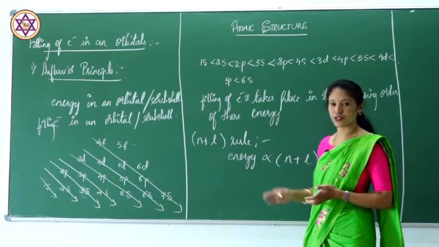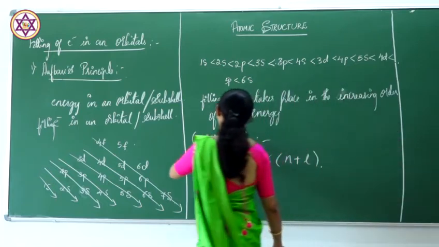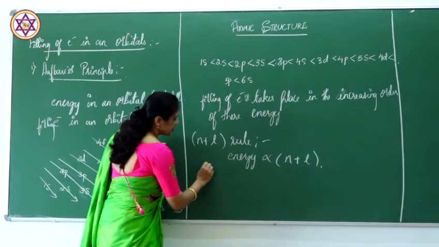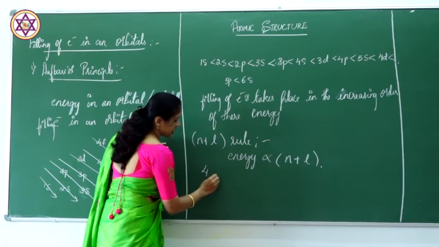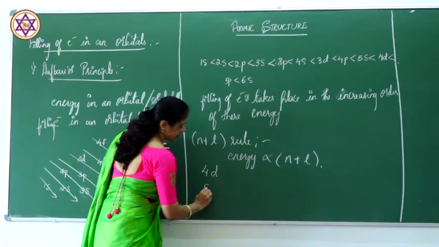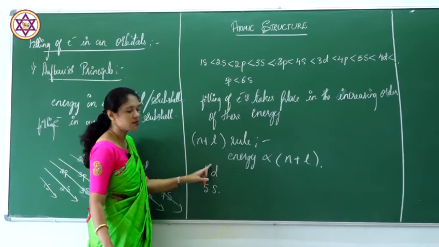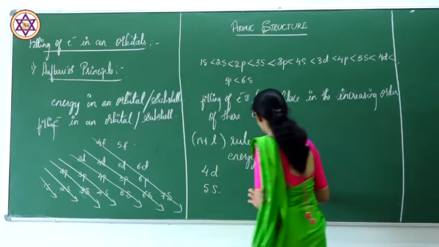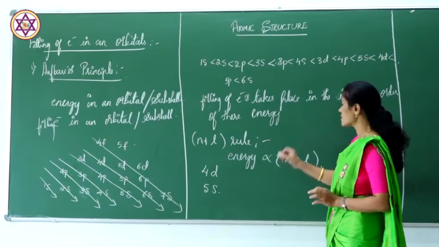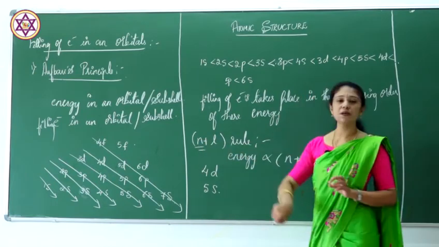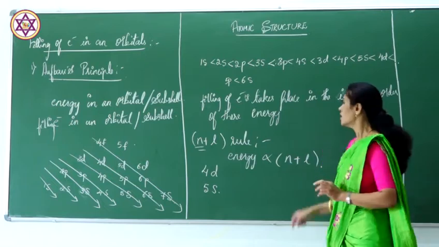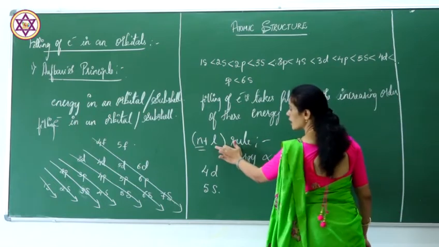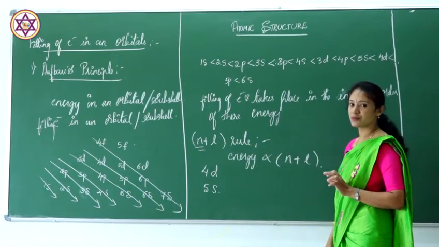I will explain how it is now. According to the n plus l rule, if I take the example of 4d and 5s, you all know that these are the d and s subshells, 4d and 5s here. Here n means principal quantum number, l means azimuthal quantum number.